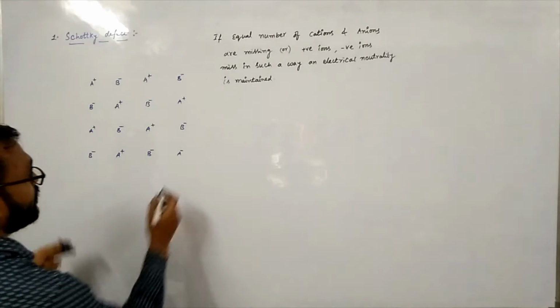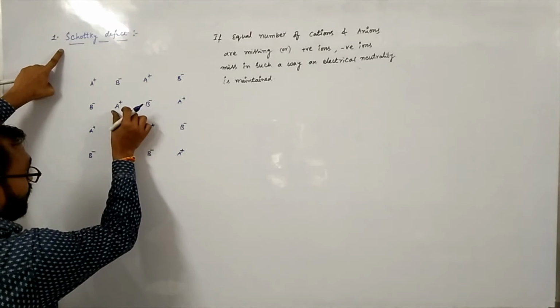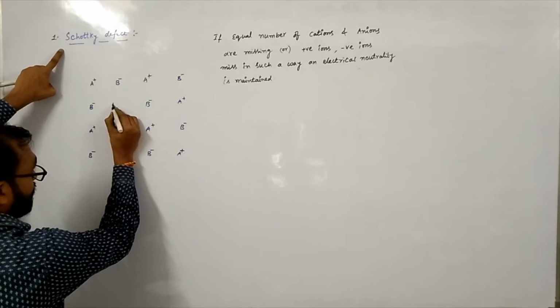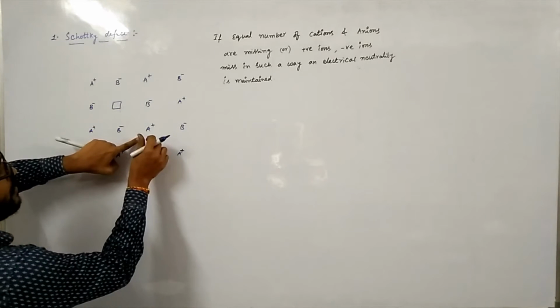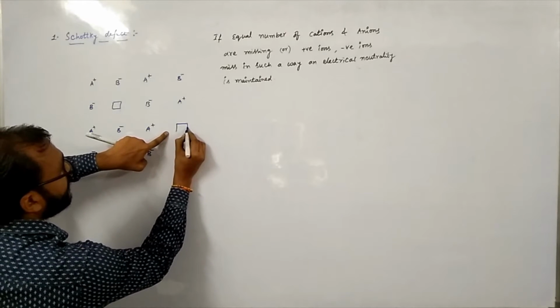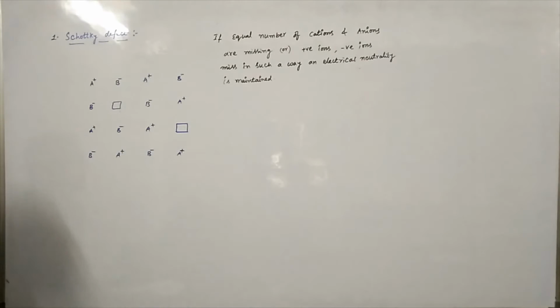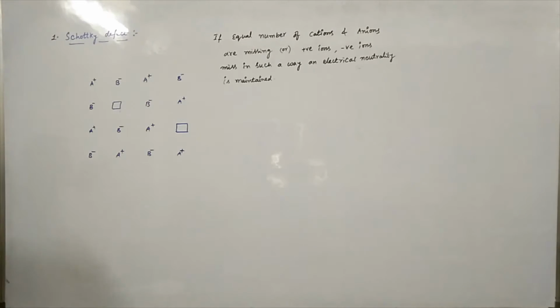Schottky defect means in place of A plus, some space is empty. That means the lattice site is empty. Similarly, somewhere here B minus is missing, and that lattice site is empty. Now what is the overall charge of the crystal? Neutral. So such crystals are said to have Schottky defect. Overall charge must be neutral, but some lattice sites are missing.